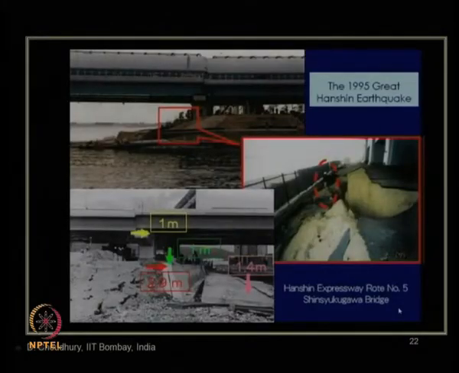These are the damages one has observed after that 1995 Great Hanshin Kobe earthquake. You can see over here, this was the abutment foundation, this abutment of the bridge that has moved after the soil liquefaction has occurred over here. You can see the lateral displacement occurred at this site.